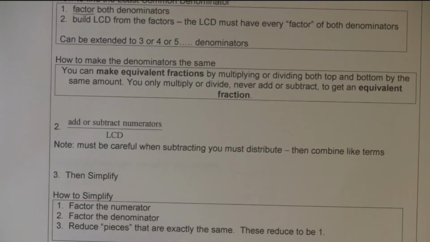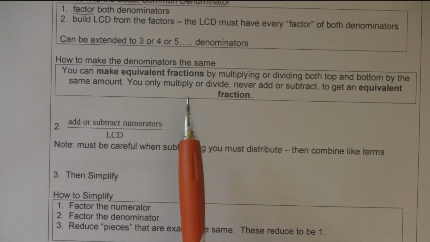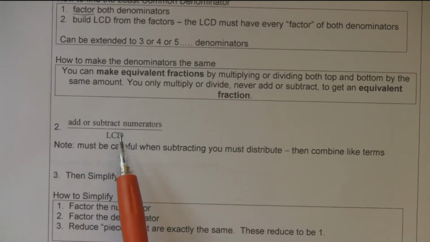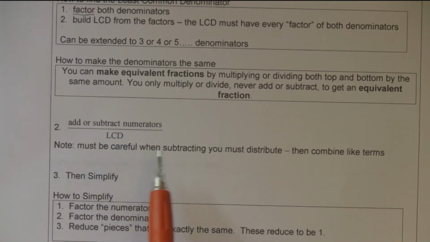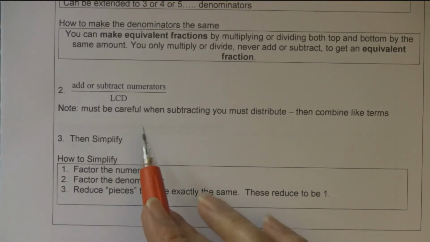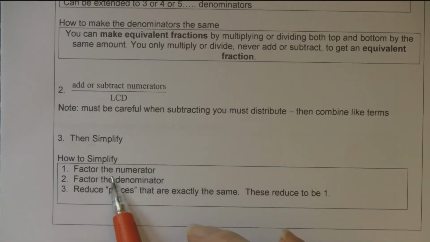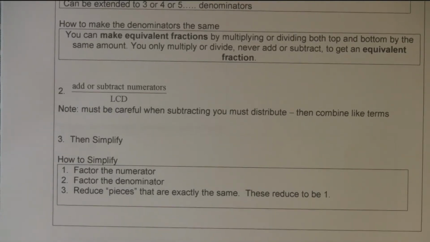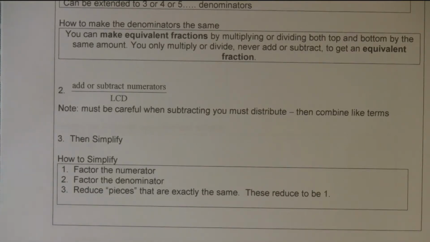And then once the denominators are the same, you add or subtract the numerators over the common denominator. I just make a note that you have to be careful when you're subtracting, because you have to distribute the negative and then combine like terms. And then simplify, and remember, this is how you simplify. You factor the numerator, you factor the denominator, you reduce the pieces that are exactly the same. And remember, if they're exactly the same pieces, when you reduce them out, you're getting 1.